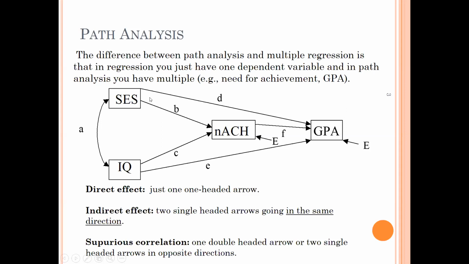Direct effects are these arrows that hypothesize causal relationships with a certain direction. So, for example, B here is a direct effect from SES to need for achievement. An indirect effect is when there is a mediator. So, for example, between SES and GPA, there is a mediator which is need for achievement. And spurious correlation is where there is no causal hypothesis. So the relationship between IQ and SES is spurious because it's just a correlation.